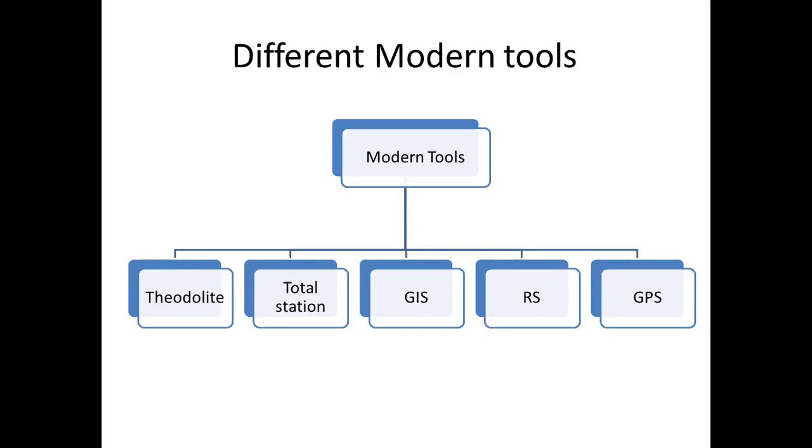Next is RS. RS means remote sensing, right? Remote sensing is used for obtaining information of an object without physical contact, right? And the last one is GPS. The full name of GPS is Global Positioning System, right? It is a worldwide navigation system and is used for navigation purposes, for example, for location purposes, right?